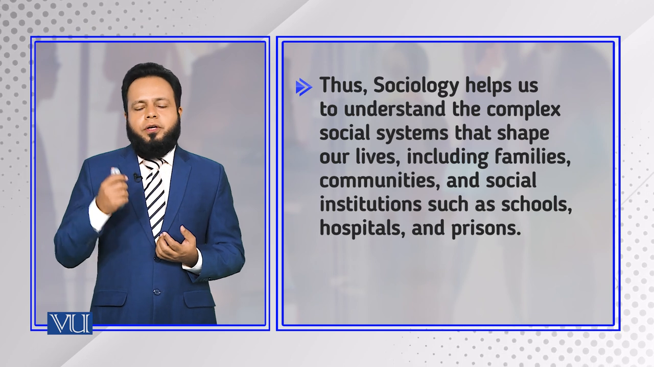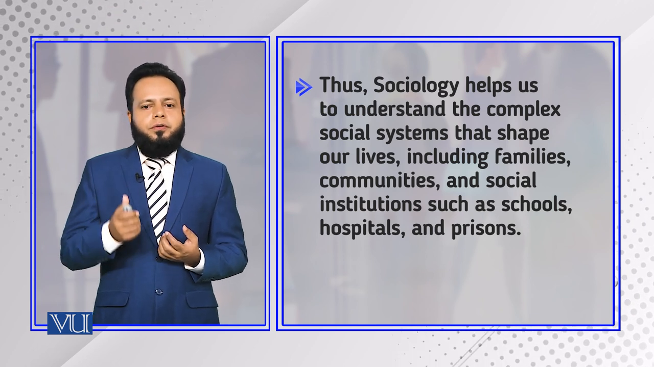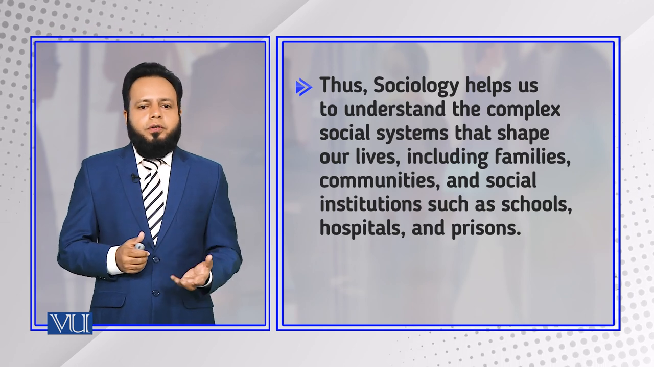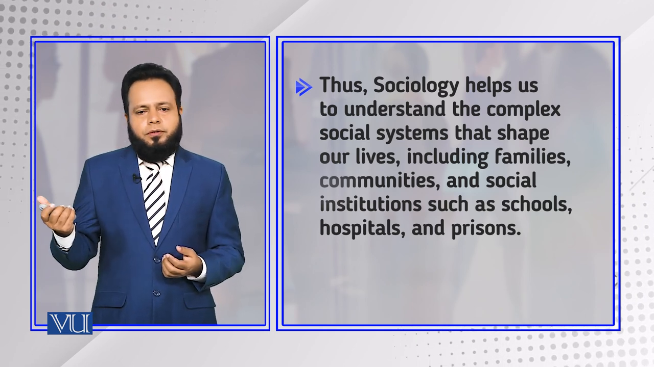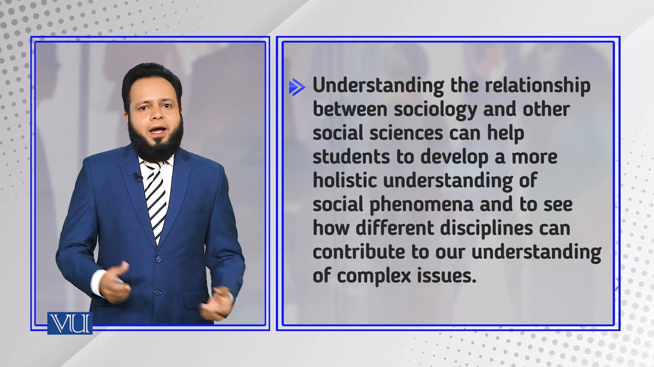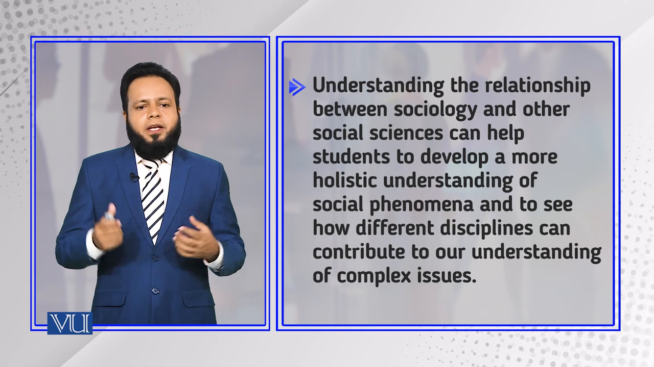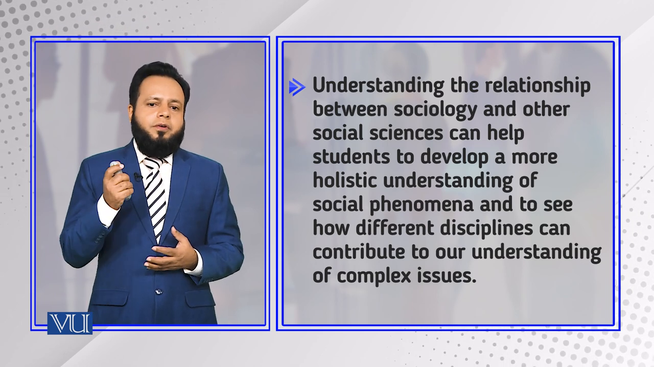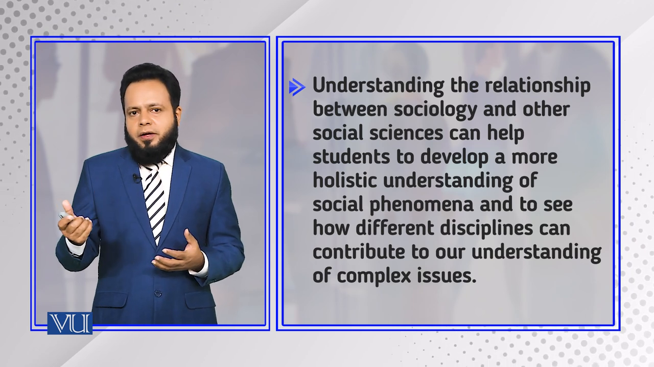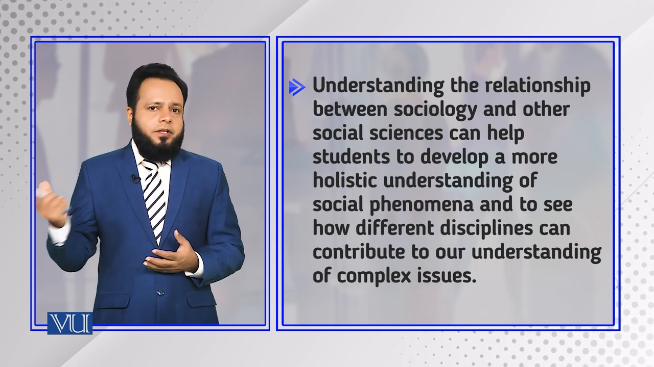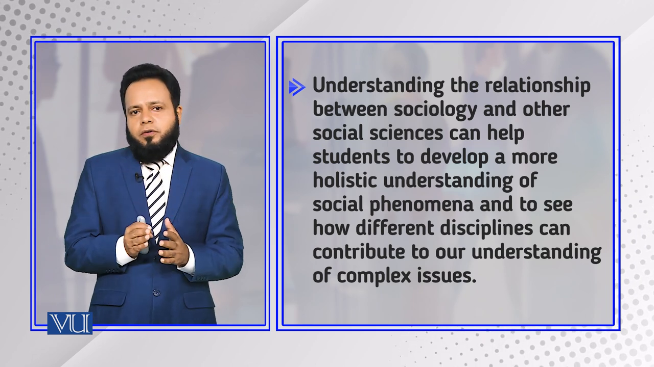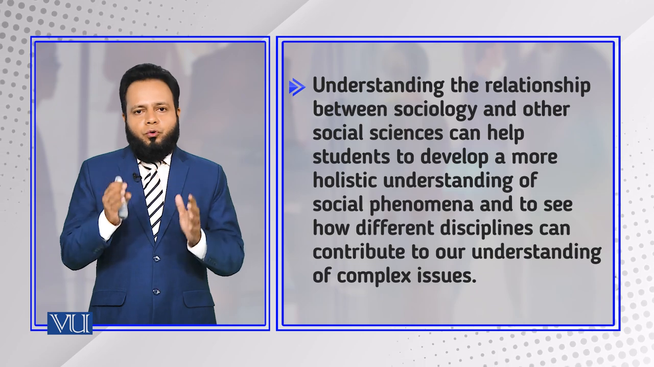So, in a nutshell, sociology helps us understand the complex social systems that shape our lives, including families, communities, and social institutions such as schools, hospitals, and prisons. Understanding the relationship between sociology and other social sciences can help students develop a more holistic understanding of social phenomena and see how different disciplines can contribute to our understanding of complex social issues.